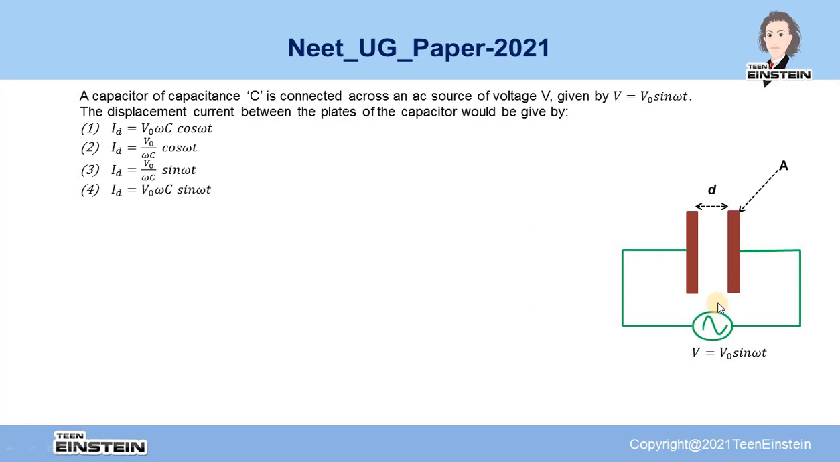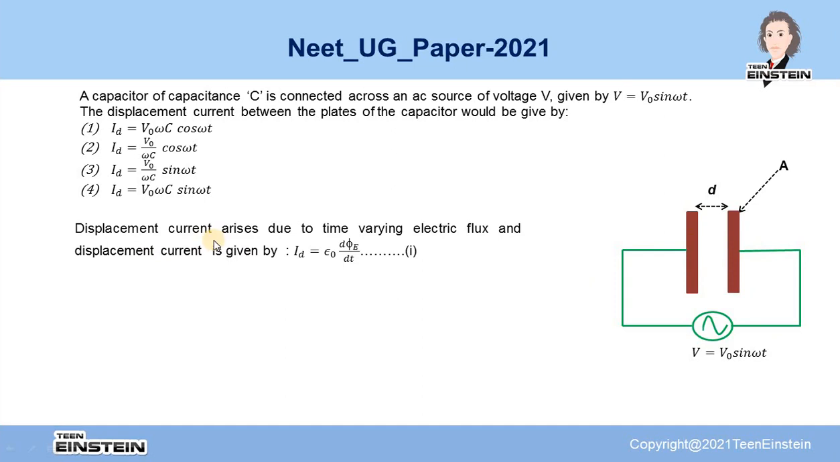Now, since the plates are connected to this AC source, the plates will be getting charged, and hence there will be a uniform electric field in the space between the plates. But since the voltage is changing its direction and magnitude periodically, the electric field in between the plates also will change its direction and magnitude periodically, and this is the origin of the displacement current over here.